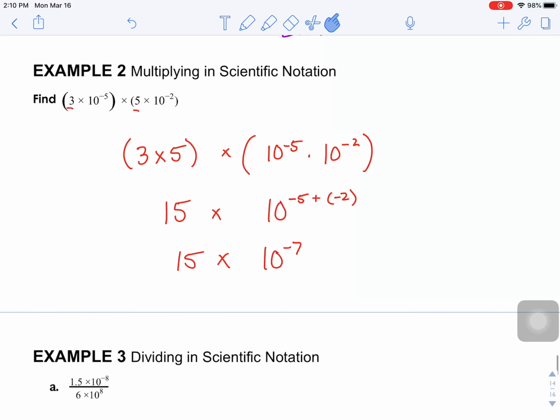And then we need to do the same thing that we did in the first example, where we know that 15 is not between 1 and 10. So I need to move my decimal over once to make it 1.5. And since I made that number smaller, I need to make my exponent bigger. So if I do that, it becomes 10 to the negative 6.